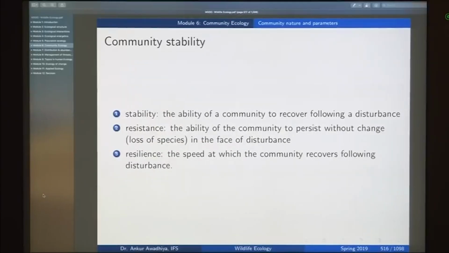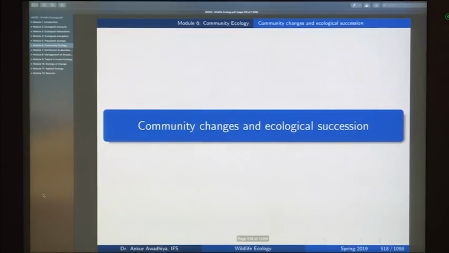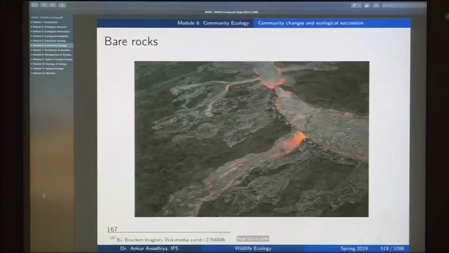Then we looked at community stability. So, stability is the ability of a community to recover following a disturbance, and it consists of two parts: resistance to changes and resilience to changes. Next, we looked at these community changes and ecological succession.